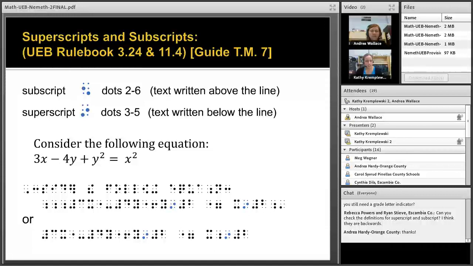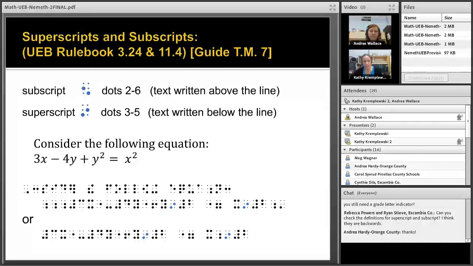Another example, and this is where I kind of want to get into that there's more than one way to do it. One of the examples I ran across was: consider the following equation, colon, 3x minus 4y plus y squared equals x squared. The "consider the following equation" is just in UEB. And then there were 2 different ways shown that it could be written. You could use the grade 1 passage indicator, so the 3, 5, 6, and then put the rest of that passage, and make sure you put the passage terminator at the end.